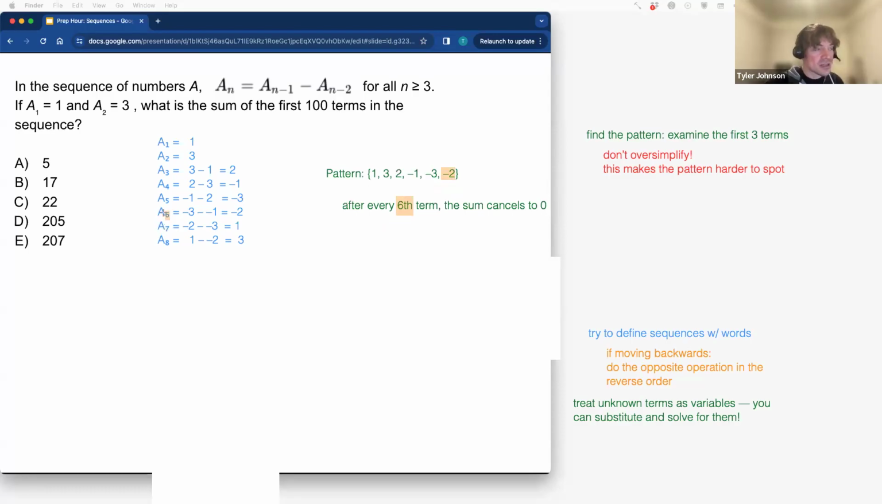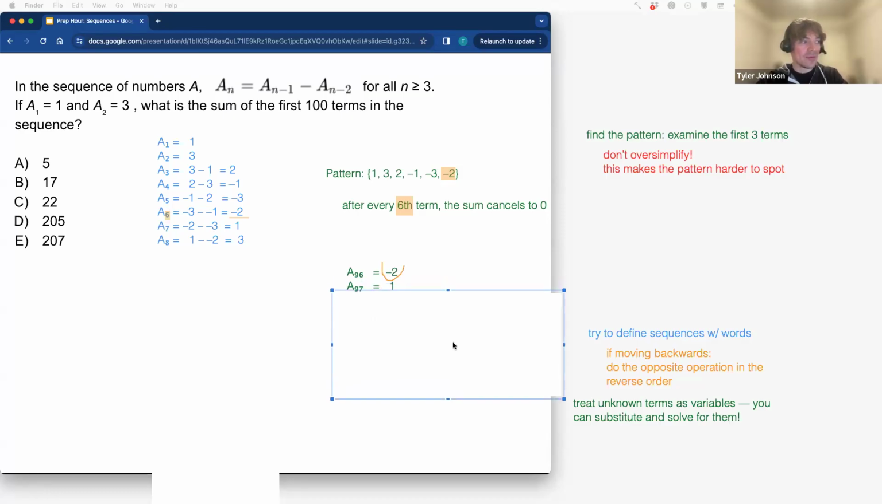Whether it's the 6th or the 12th or the 18th or the 24th term, those are all going to spit out a -2. And at that point, after every 6th term, the previous values have all canceled themselves out to 0. So I just need to find how many cycles of 6 do I have up to 100. And 96 is the last multiple of 6 that's less than 100. So I know that's going to be a -2. And that sum has kind of zeroed out again at that point.